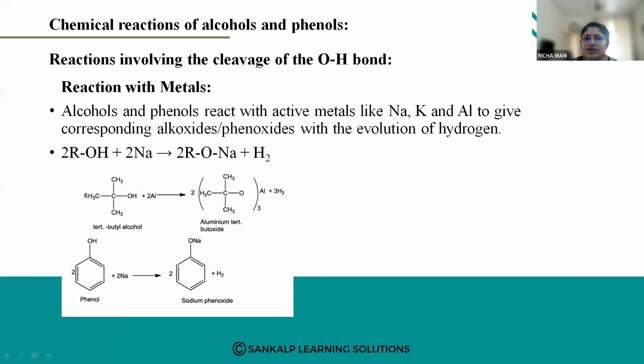So these are the chemical reactions of alcohols and phenols when the cleavage is taking place at the O-H bond. When the O-H bond is cleaved, the reaction takes place at the O-H bond. First is the reaction with metals. Let us do the reactions with metals.